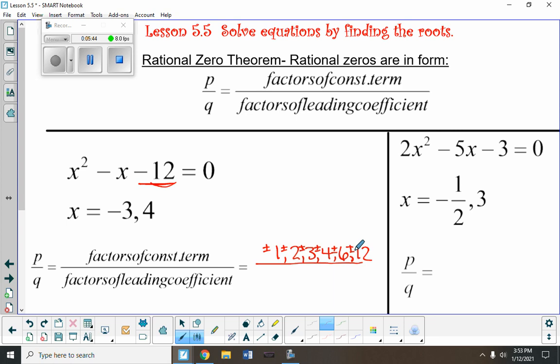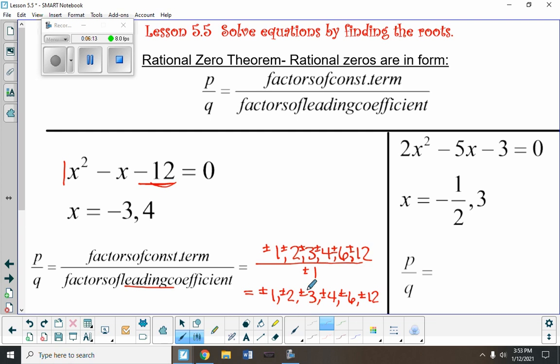Now the coefficient, or the leading coefficient, is 1, so plus or minus 1. Actually, it's just a plus 1. So all of these are getting divided by 1. Well, actually, 1 times 1 and negative 1 times negative 1 is 1. So in this case, your possible factors are plus or minus 1, 2, 3, 4, 6, and 12. Those are the possible answers.